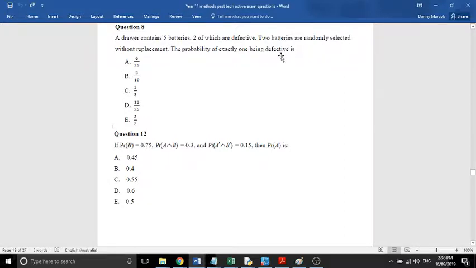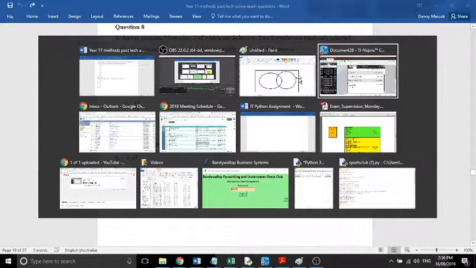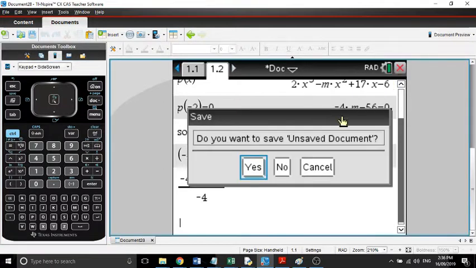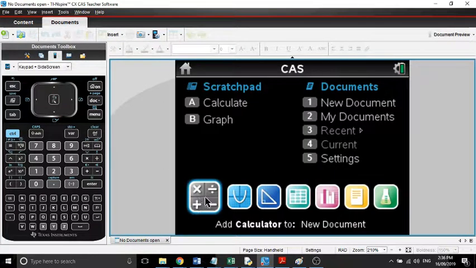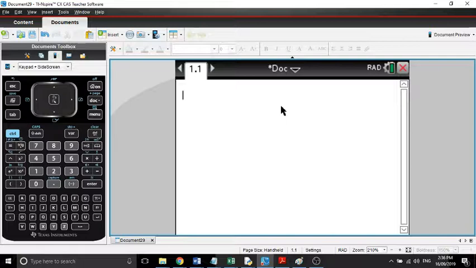2 batteries are selected at random with replacement. The probability of exactly one being defective is... So what we want to find is the probability of exactly one being defective. So we'll make a new thing. What we've got is we can have defective and not defective, or we can have not defective and defective. So it can be one of those two things there.